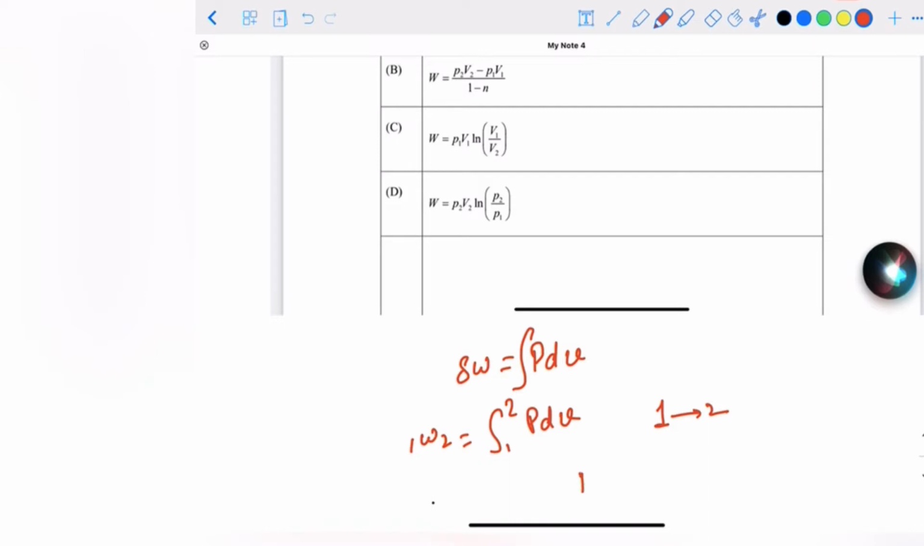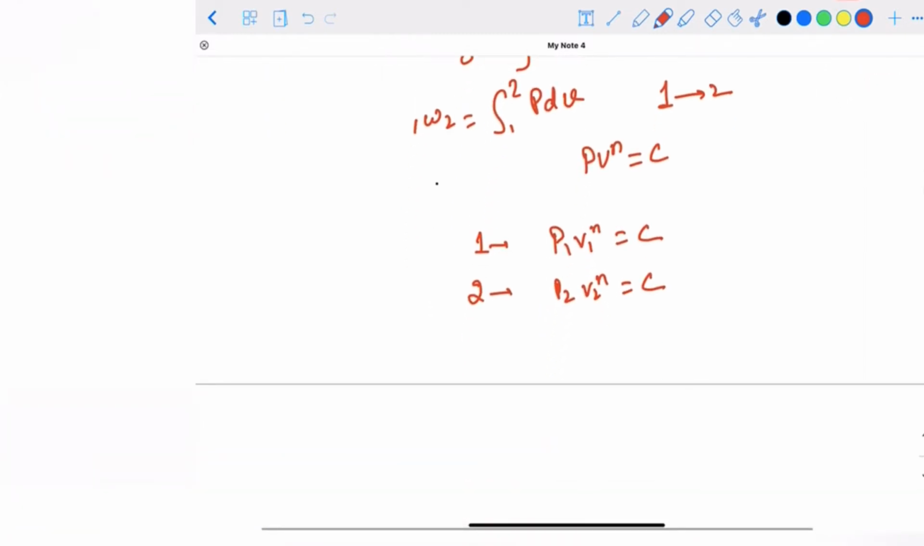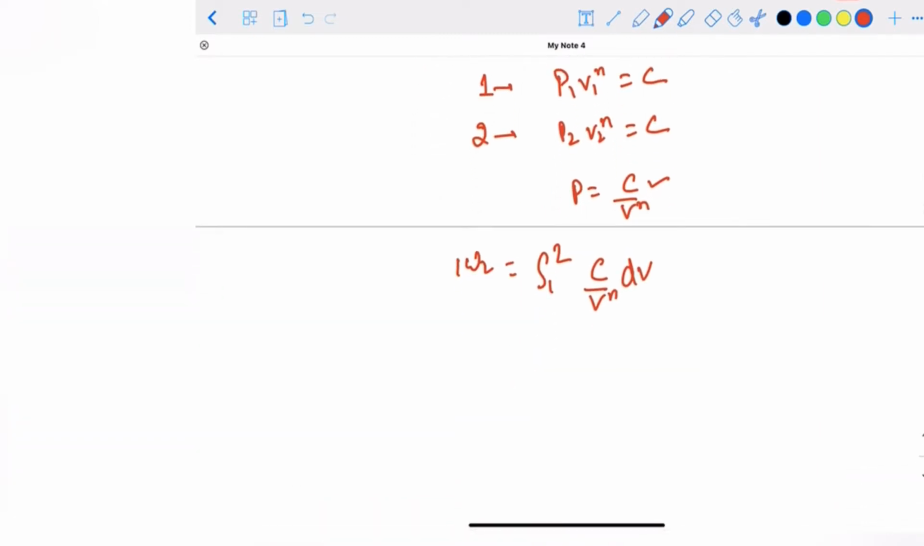Now we have a polytropic process given by PV^n is equal to constant. So for state 1, I can write P1 V1^n is equal to C. For state 2, I can write P2 V2^n is equal to C. Now if I rearrange this equation, I can write P is equal to C by V^n, and directly transferring this value to this P, I get 1W2 is equal to integral from 1 to 2 of C by V^n dV. Further solving it, I can take this C out and we are left with dV by V to the power n.